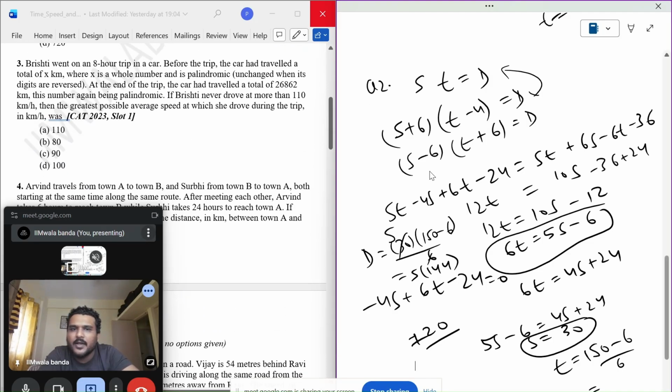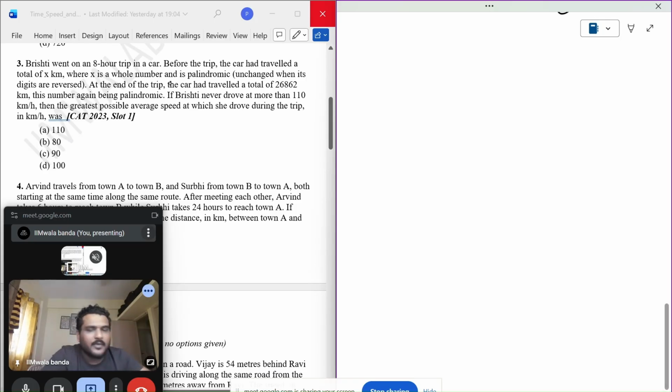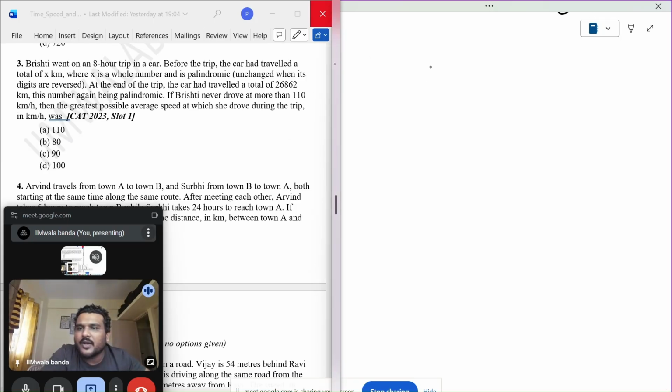All right, let's go with question number 3. B went on an 8-hour trip in a car. Before the trip, the car had traveled a total of X kilometers, where X is a whole number and is palindromic, unchanged when its digits are reversed. At the end of the trip, the car has traveled a total of 26862 kilometers. This number is also palindromic. If B never drove above the maximum speed of 110, then the greatest possible average speed will be.